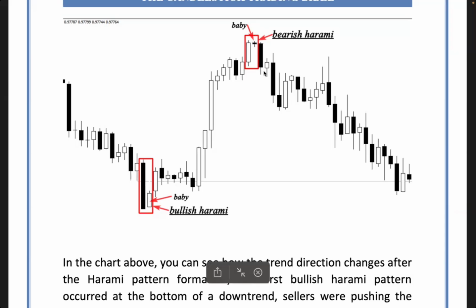But what I'm saying is you need to understand the psychology behind it. There's so much pressure, but the pressure was being lost here, right? And that is what can signal a continuation or reversal. But in this case, we had the reversal.